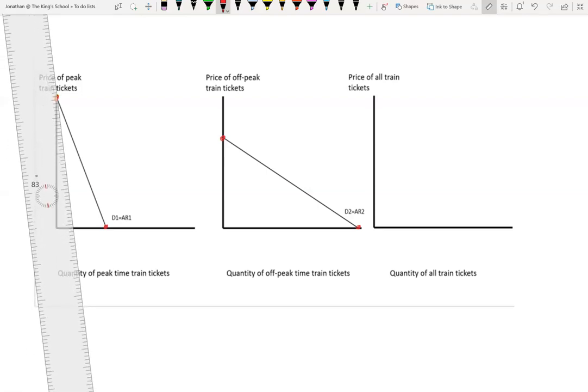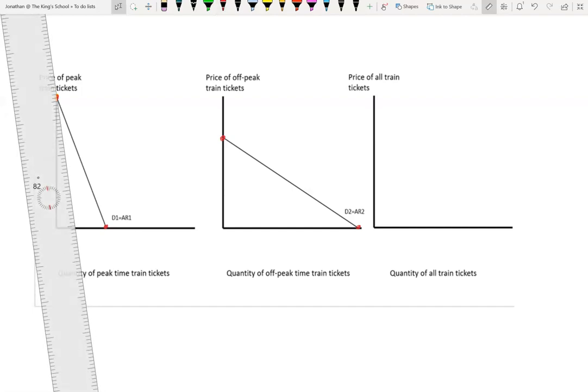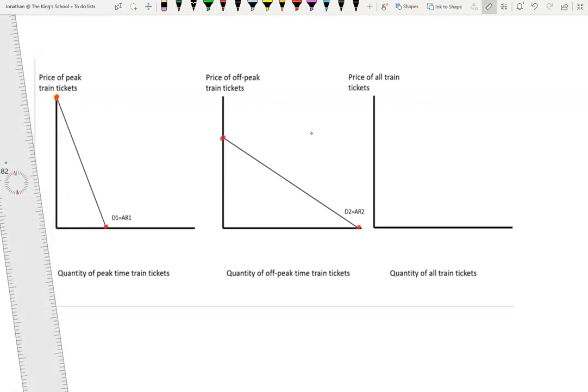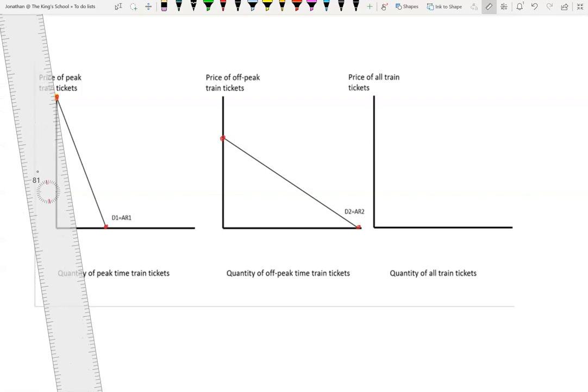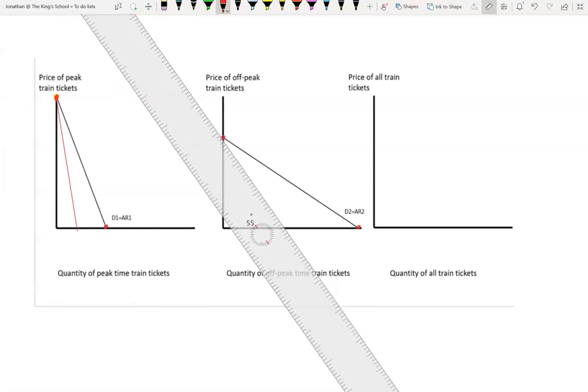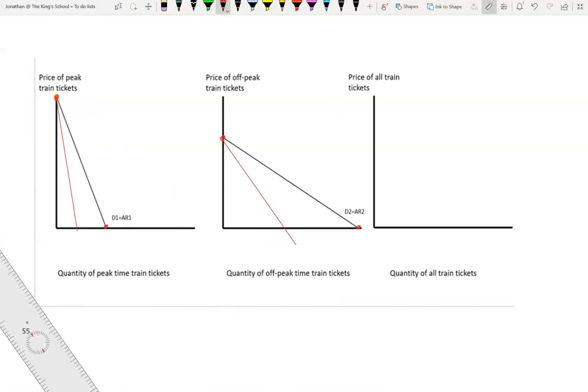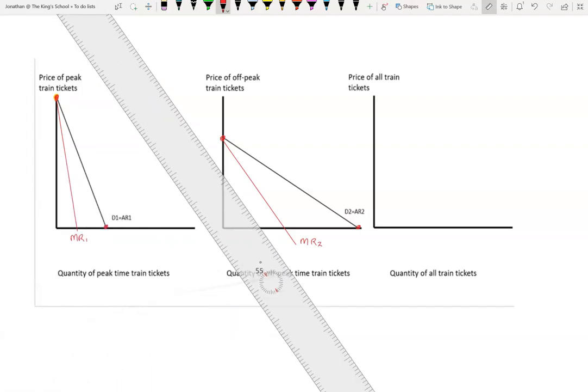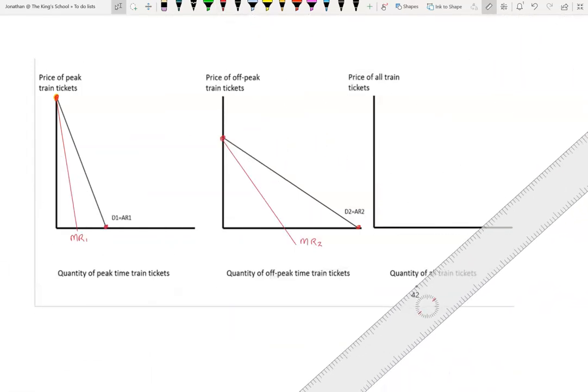First thing you'd want to do is to draw in your MR curves for your individual markets. So here you have an MR curve. Now my MR curve there wasn't quite right. I want to make it halfway between the origin and the intercept for D equals AR. I hope that's about right. And in this market as well, find a point around about halfway. You don't have to measure it. Broadly correct would be right. Now we're going to label those MR1 and MR2, the marginal revenue in the inelastic and elastic markets.